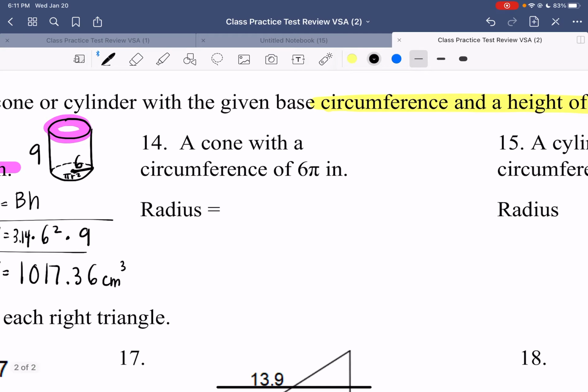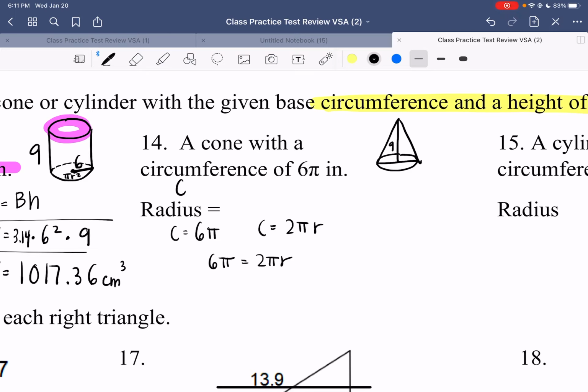Okay, we have a cone with a base circumference of 6 pi. Just before I forget, we have a height of 9. So we're going to do the same thing. We know our circumference in the problem is 6 pi, and on the formula chart it says 2 pi r. Since we have two circumferences, we can set them equal to each other. So 6 pi equals 2 pi r.